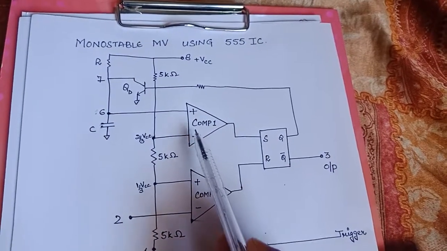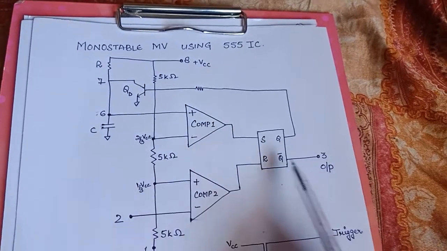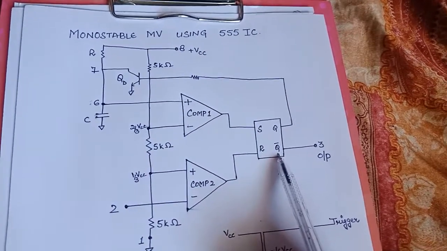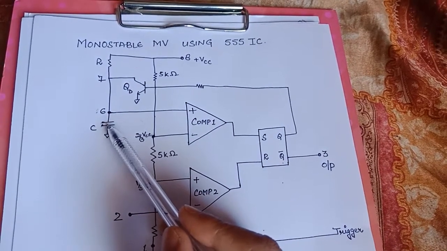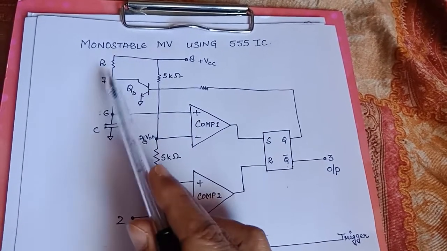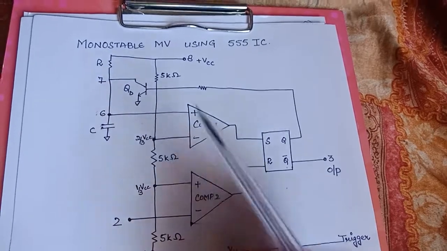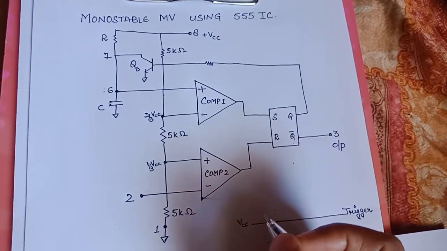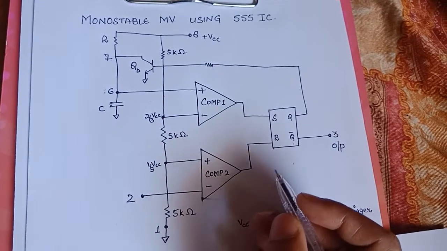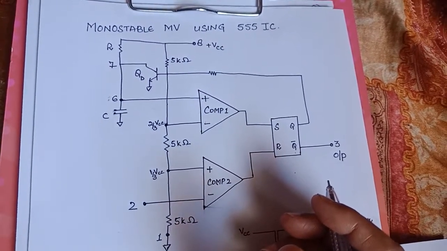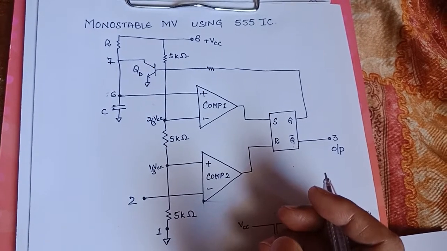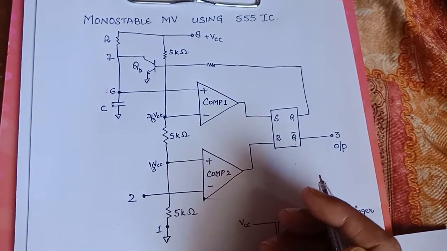Your 555 timer has two comparators and one flip-flop, an SR flip-flop. Here we attach a capacitor and a resistor externally. So how will this circuit work as a monostable multivibrator? Now, a monostable multivibrator has one stable state and one unstable state, which is also called the quasi-stable state.